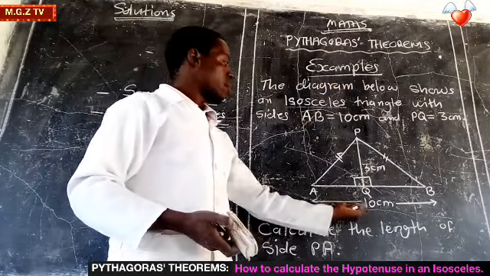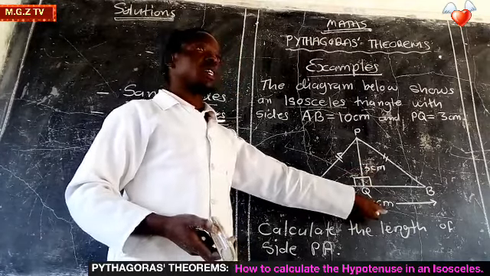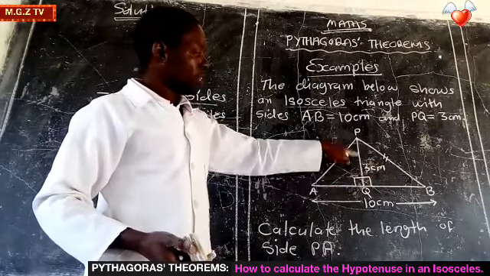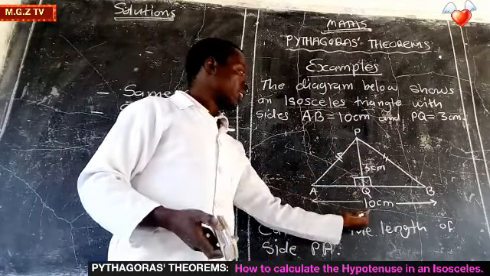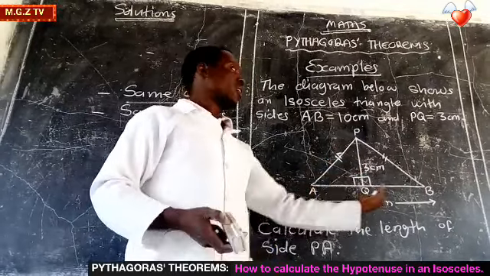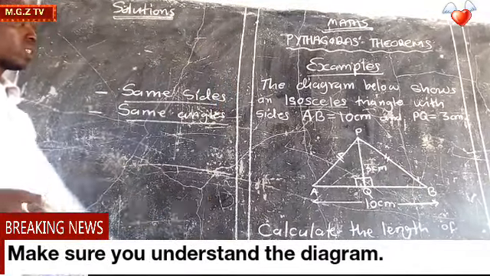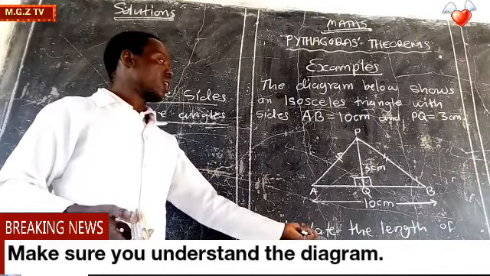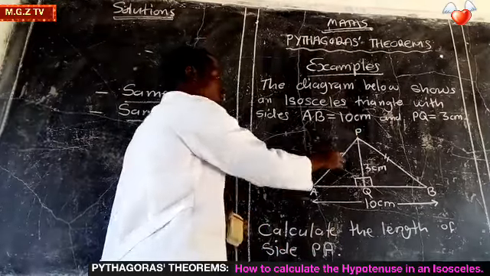So now we have these numbers. There is what we call 3 centimeters and 10 centimeters. And 3 centimeters is the distance from P to Q, this side. Then 10 centimeters is from A to B. The question says, calculate the length of side PA. Side PA. We have to find the side for PA.